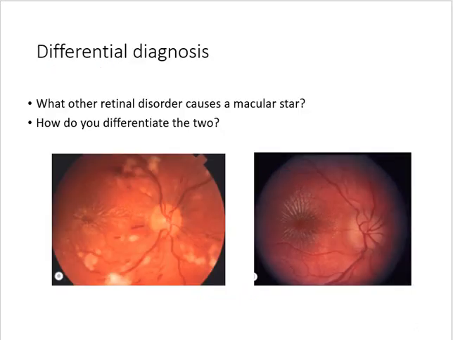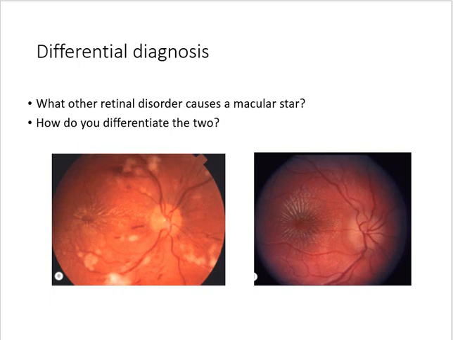So let's have a look at this macular star. There are other retinal disorders which cause a macular star, and therefore how do you differentiate between the two? Macular stars can appear either with neuritis, or they can appear in hypertensive retinopathy. So how do you tell the difference?